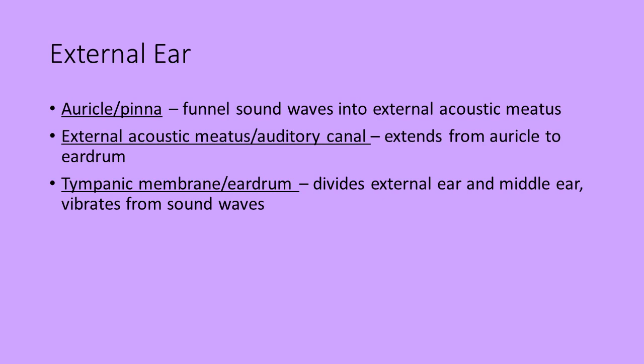With the external ear, there are different components of it, and some of these, as you will notice, have multiple names. We start first with the auricle or the pinna. This is the outer portion of the ear that you see. Its purpose is to funnel all the sound waves into the next component, which is the external acoustic meatus or the auditory canal. That canal goes from the auricle to the eardrum.